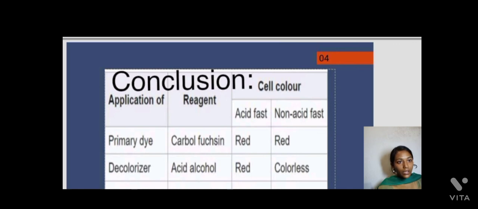So based on the differences in the composition of their capsule, they react differently with the stains and the decolorizing agents we added, and they show different results at the end of the acid fast staining process. Based on this observation, we can easily differentiate the acid fast from the non-acid fast bacteria.